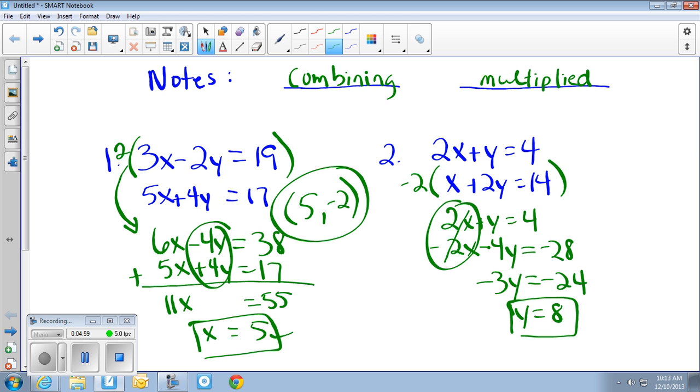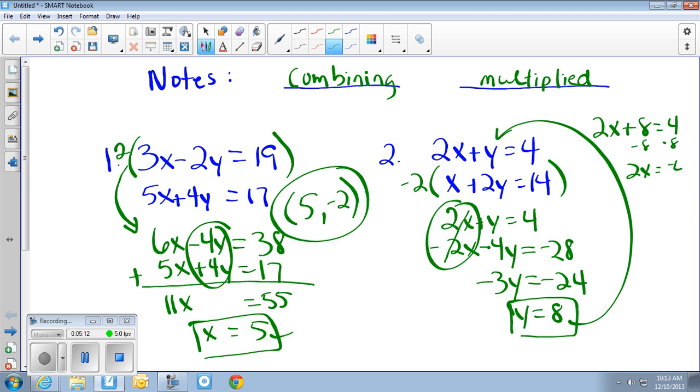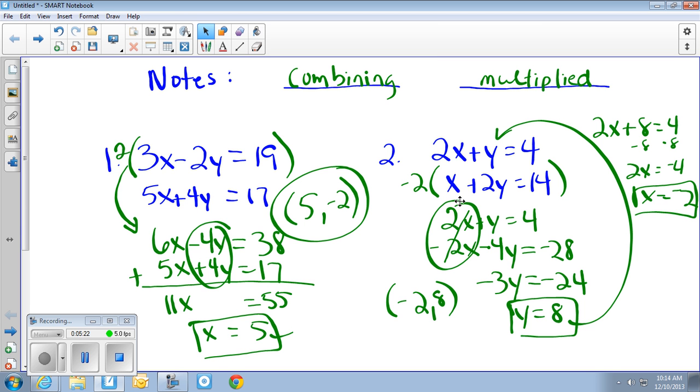So there's one of my variables. I just need to plug it back into one of my original equations. So 2x plus 8 is equal to 4. 2x is equal to negative 4. x is equal to a negative 2. So x is equal to negative 2, so my solution will be negative 2, 8. All right, so next let's do a couple more examples.